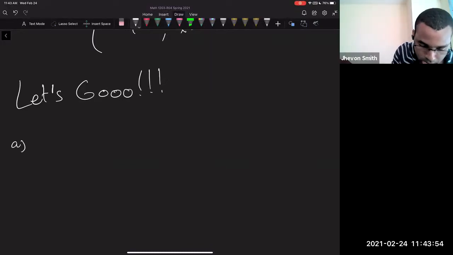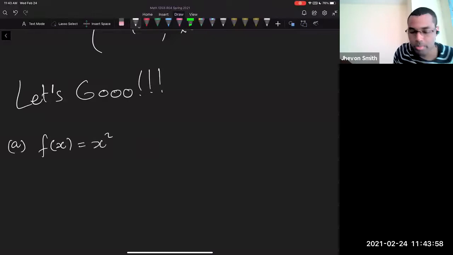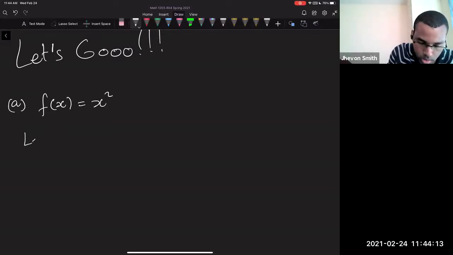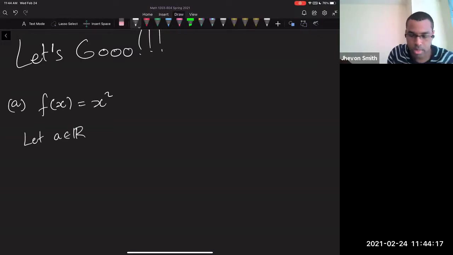Okay, a, f of x equals x squared. I want to show that this is actually continuous for real numbers, which I feel like it should be. It seems like I can plug in anything and it would work. So what I would do is say, all right, let a be a real number. So a is a real number.